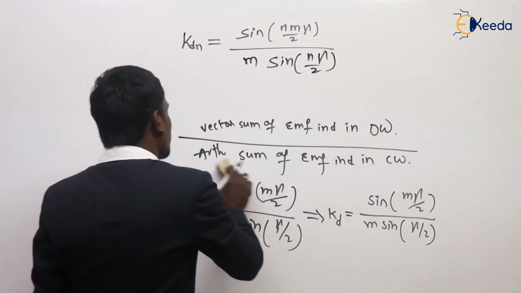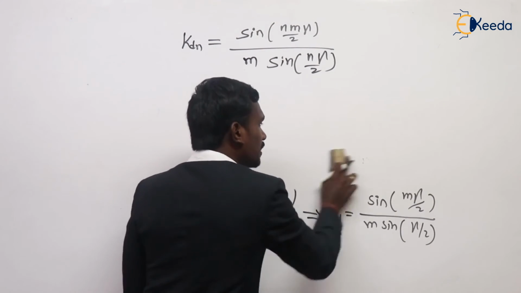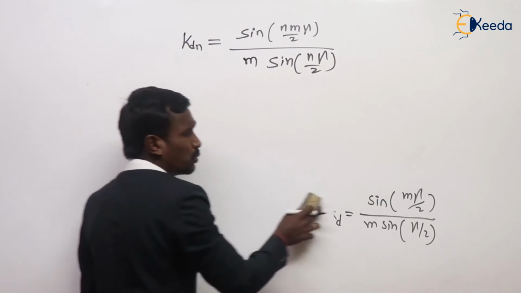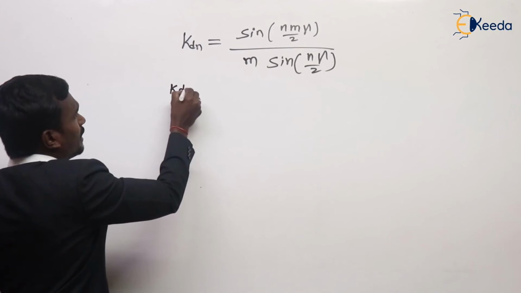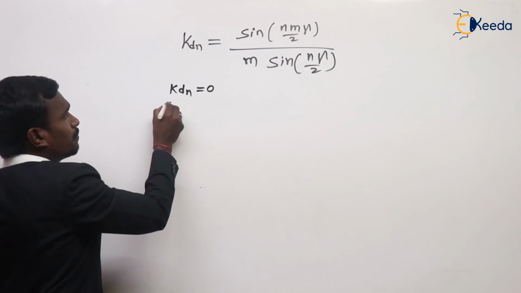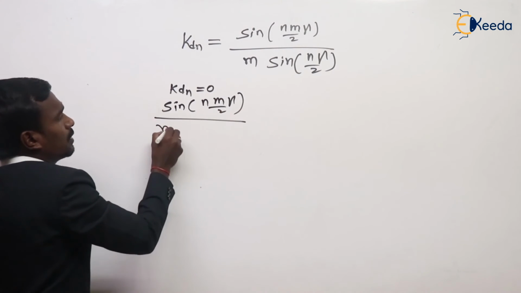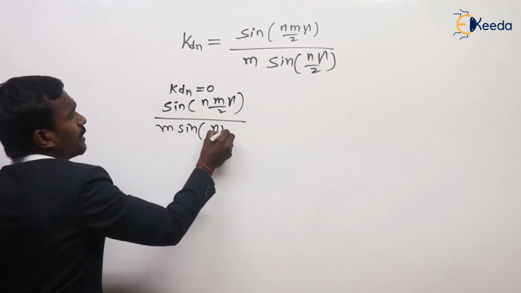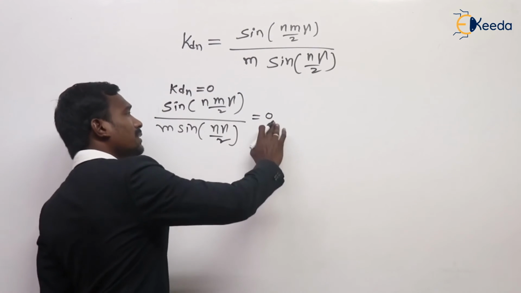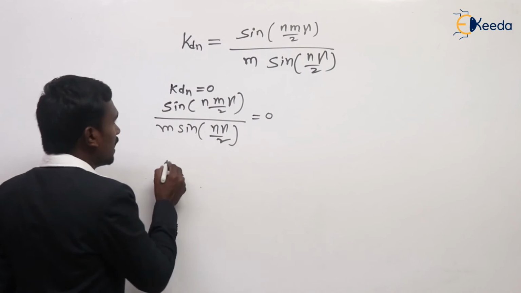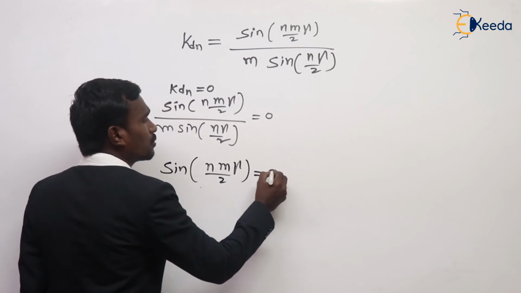Here we have to eliminate the harmonics, right? How can we eliminate the harmonics? Yes, by equating to 0. We have done this already in KP. So tell me, if KDN is equal to 0, nothing but sine n M gamma by 2 upon M into sine n gamma by 2 is equal to 0. If this is 0 then the numerator is 0. So sine n M gamma by 2 is equal to 0.